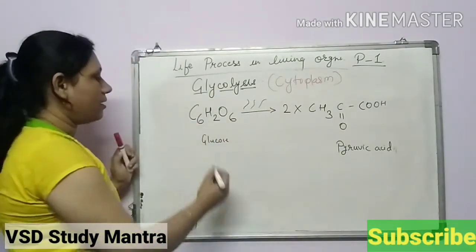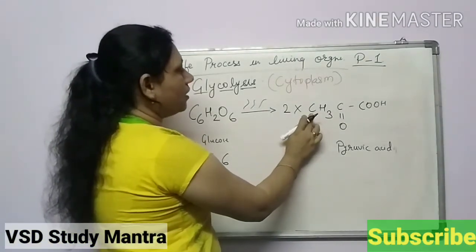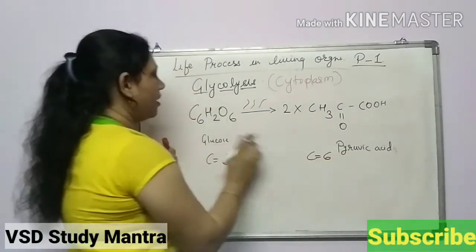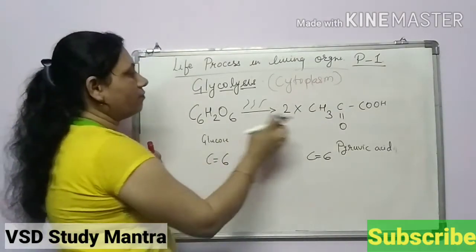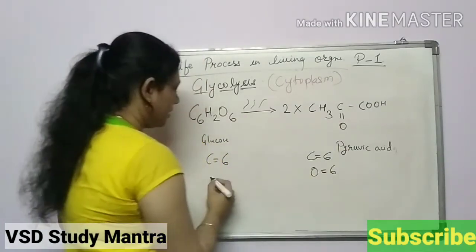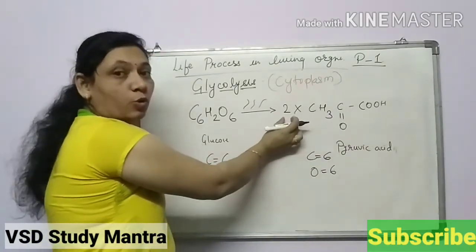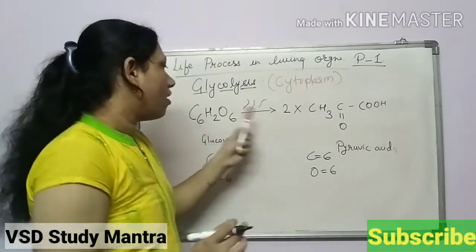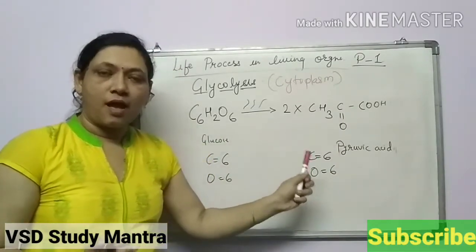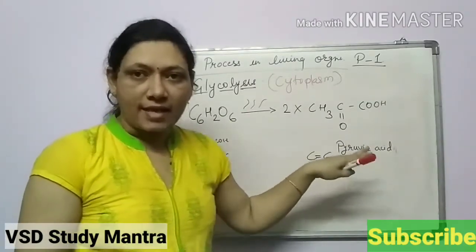Glucose, 6 carbon atoms. See here, how many carbon atoms are there in glucose? 6. Here also the carbon atoms are 3, and 3 into 2 is 6. Oxygen is 6 here; here 1, 2 and 3, and 3 twos are 6, so oxygen is also 6. Here it is divided into two parts. The glucose is divided into two parts. Understood how the splitting takes place to convert glucose into pyruvic acid?